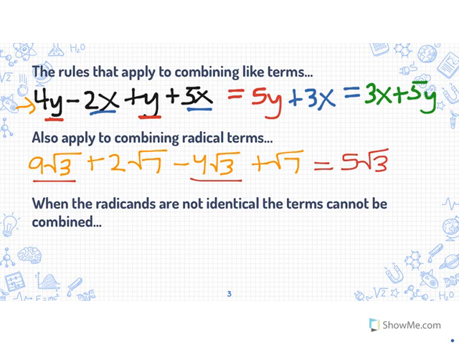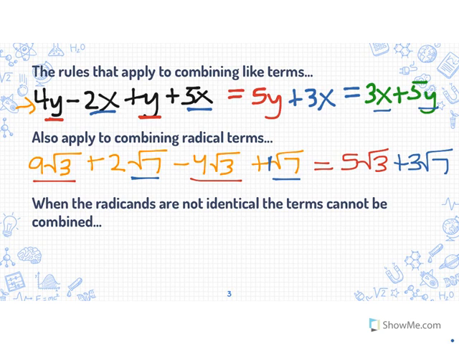Now I'm going to go to my root 7s, which are separate, very technically combined like terms. I have 2 here. There's an invisible 1 on this root 7, so 2 plus 1 is 3. And you just keep the radical, just like we did on the variables up here for the x's and y's.